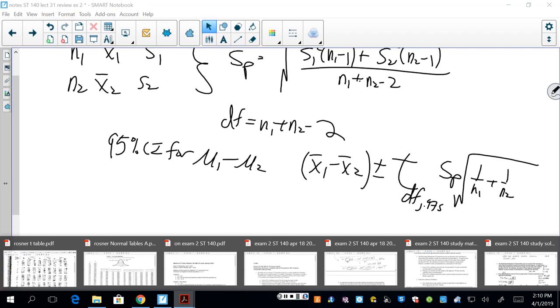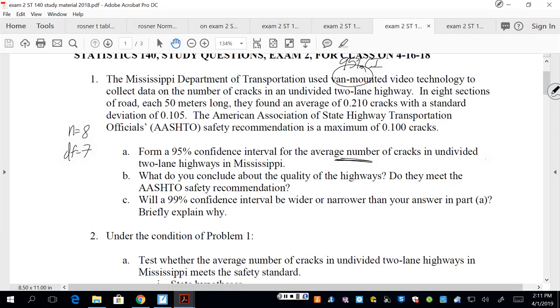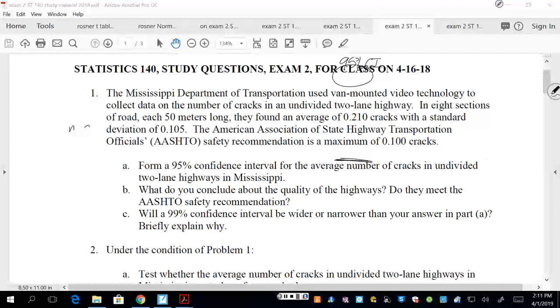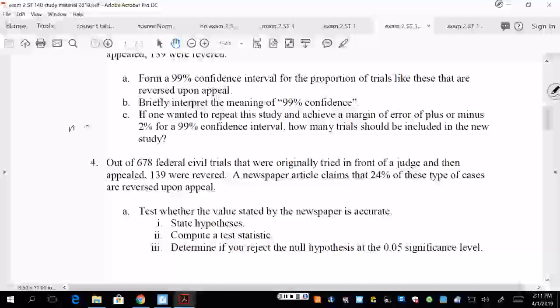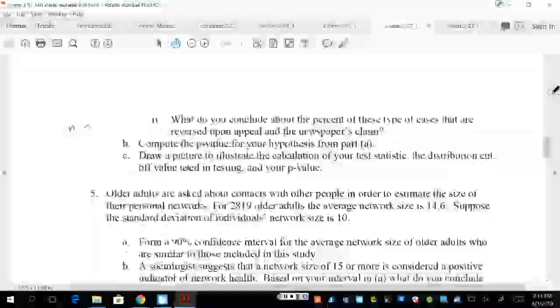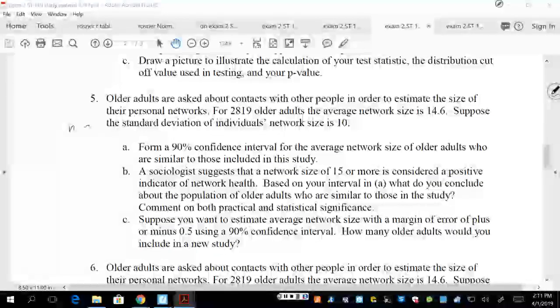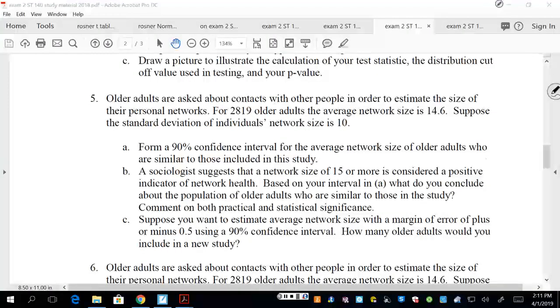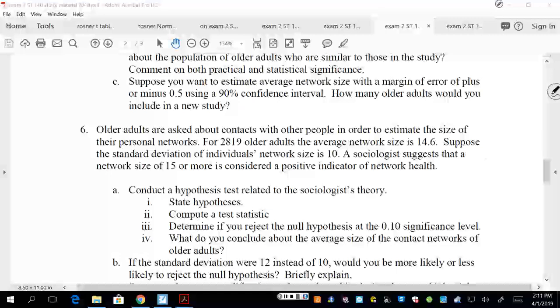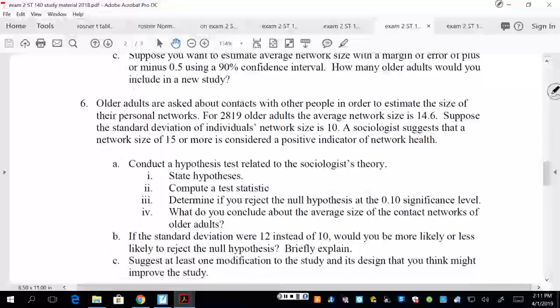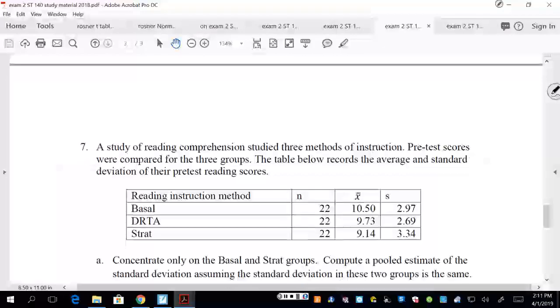So, the study material, that was one. So let's see, was there? That's proportions. This one: 28, 19 older adults. Average net size 14.6. Standard deviation of 10. So that's a one sample problem again. This one, so 15 is the hypothesized value there.